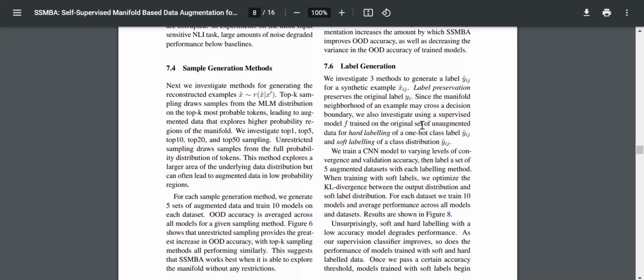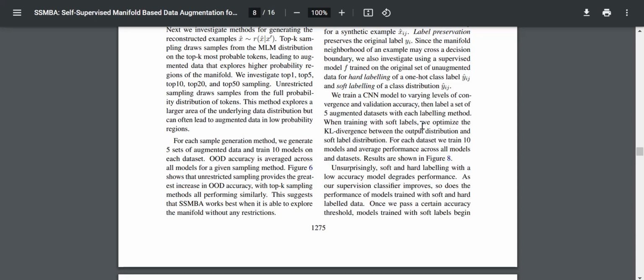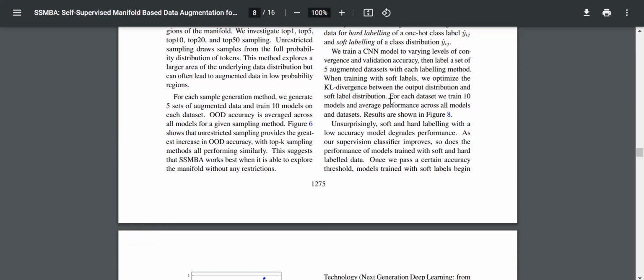For label generation, we investigate three methods to generate a label for a synthetic example. Label preservation preserves the original label. Since the manifold neighborhood of an example may cross a decision boundary, we also investigate using a supervised model trained on the original set of data for hard labeling of a one hot class label and soft labeling of a class distribution. We train a CNN model to varying levels of convergence and validation accuracy, then label a set of 5 augmented data sets with each labeling method. When training with soft labels, we optimize the KL divergence between the output distribution and the soft label distribution. For each dataset, they again train 10 models and average performance across all models.